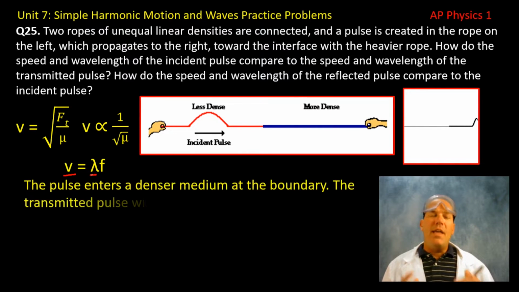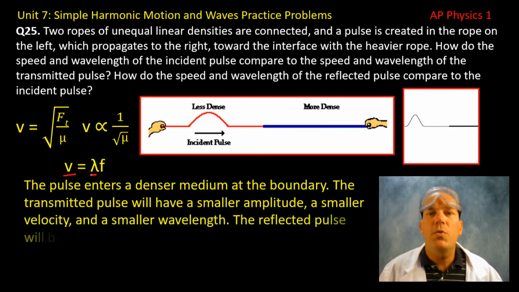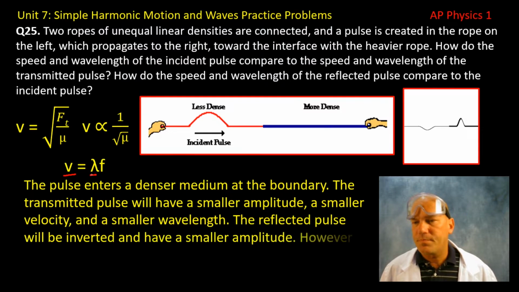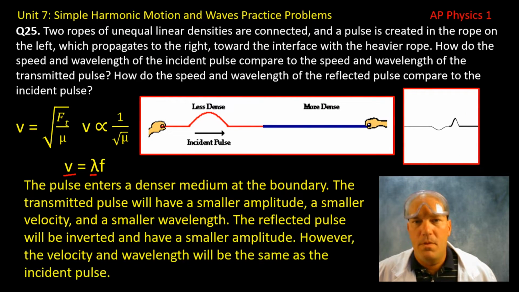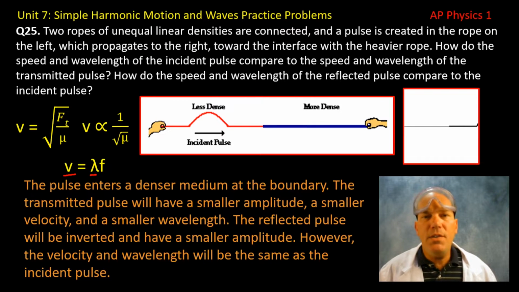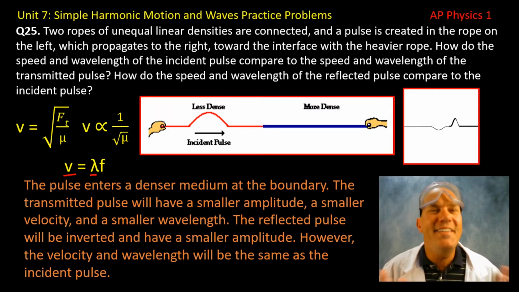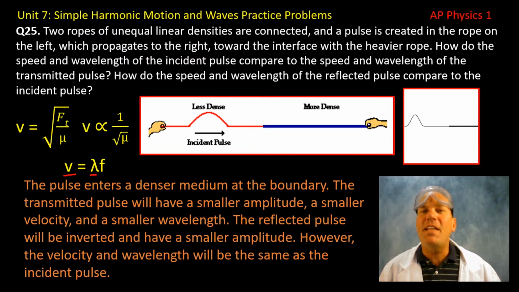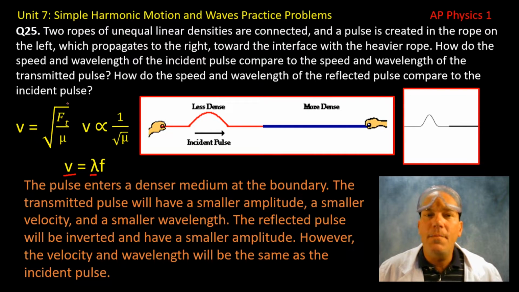Okay? Now, let's go ahead and look at the transmitted pulse. The pulse entering the denser medium appears to be moving slower, and indeed it is. Its velocity has decreased. We can look at this mathematically here. As mu goes up, speed goes down.